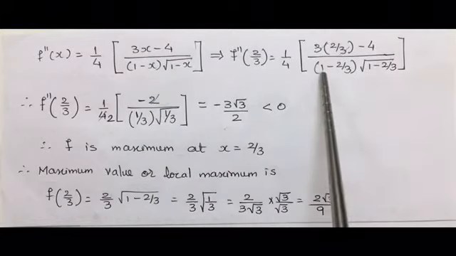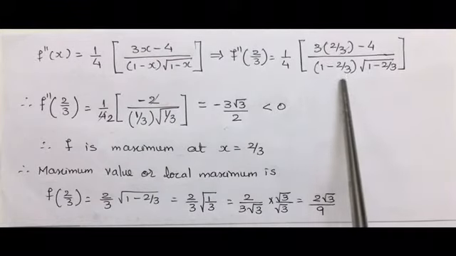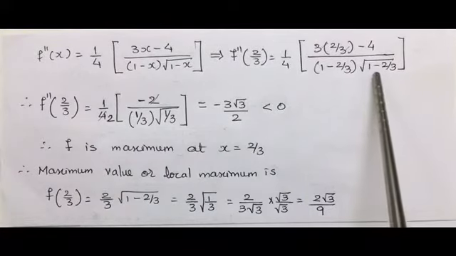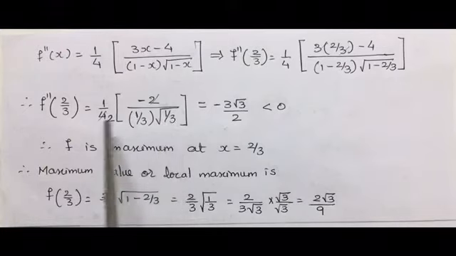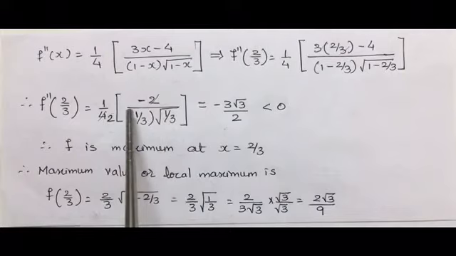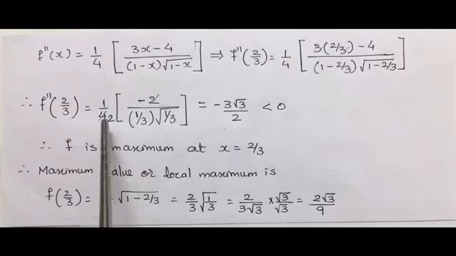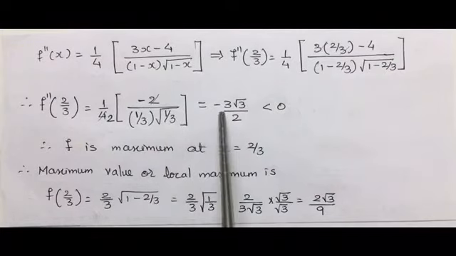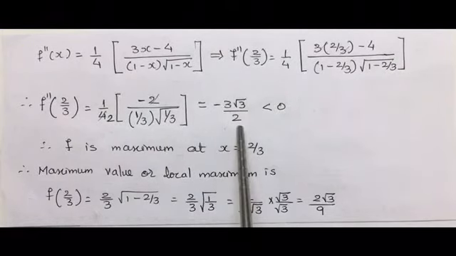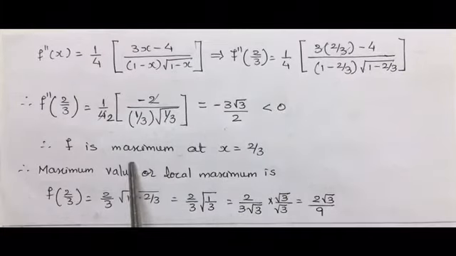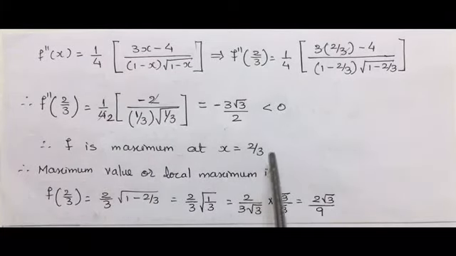Taking the LCM, we get 1 by 3, and again taking the LCM inside the root, we get 1 by 3 root of 1 by 3. Now 1 by 4 is as it is, minus 2 we got in the numerator, cancellation gives it here 2, and 1 by 3 and 1 by root 3 goes up and makes it minus 3 root 3 divided by 2. As this whole term is negative, that is less than 0, f is maximum at x equal to 2 by 3.